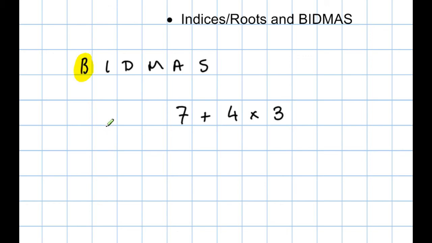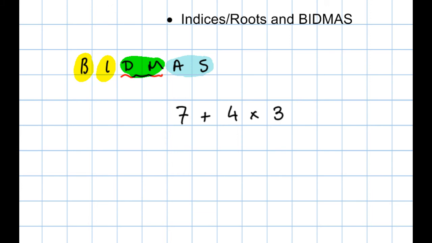B stands for brackets. Always do those first. Then I stands for indices or powers. We just looked at those. D and M stand for dividing and multiplying. And A and S stand for adding and subtracting. And it's the order in which we do things. We do brackets first, then indices or powers, then dividing and multiplying, and then adding and subtracting.